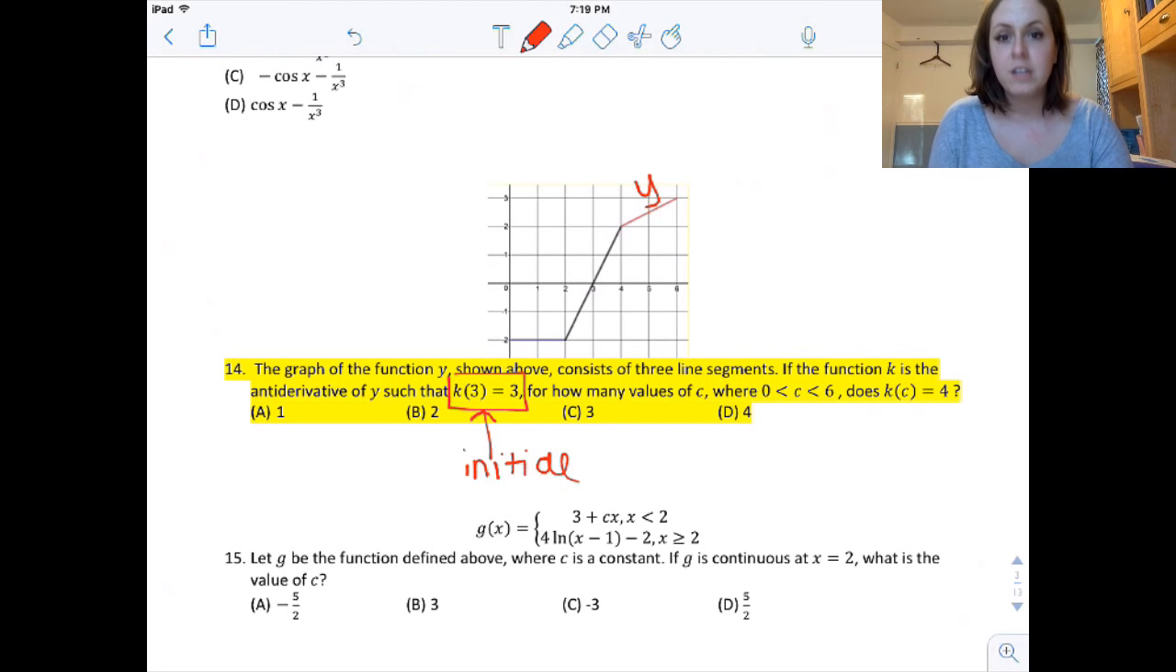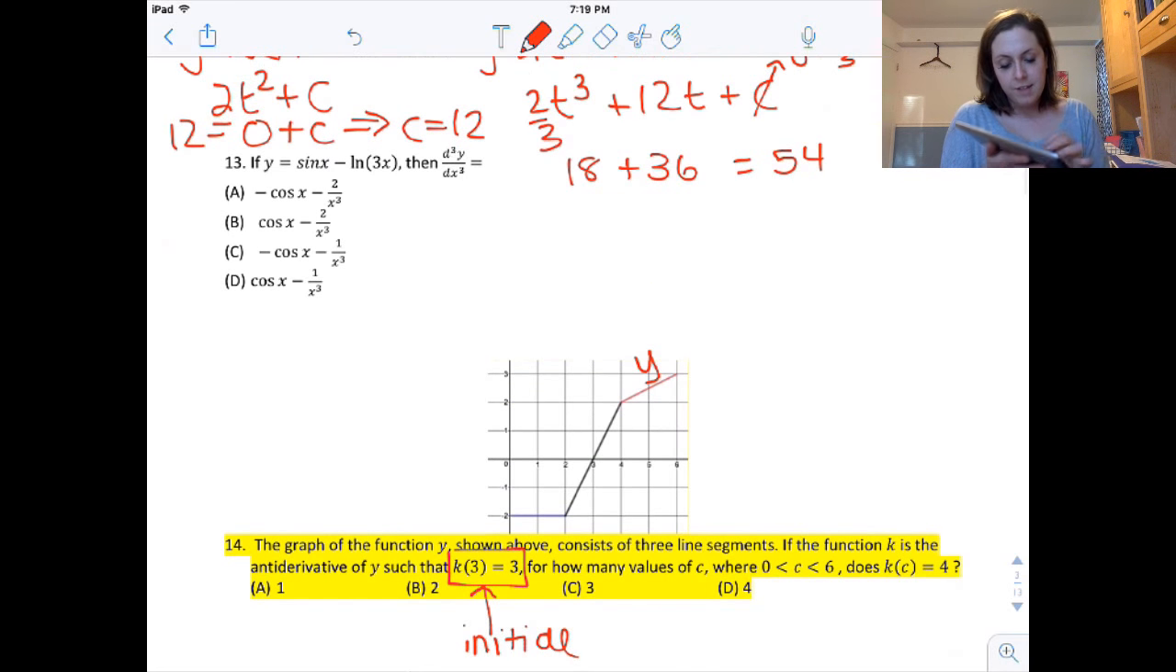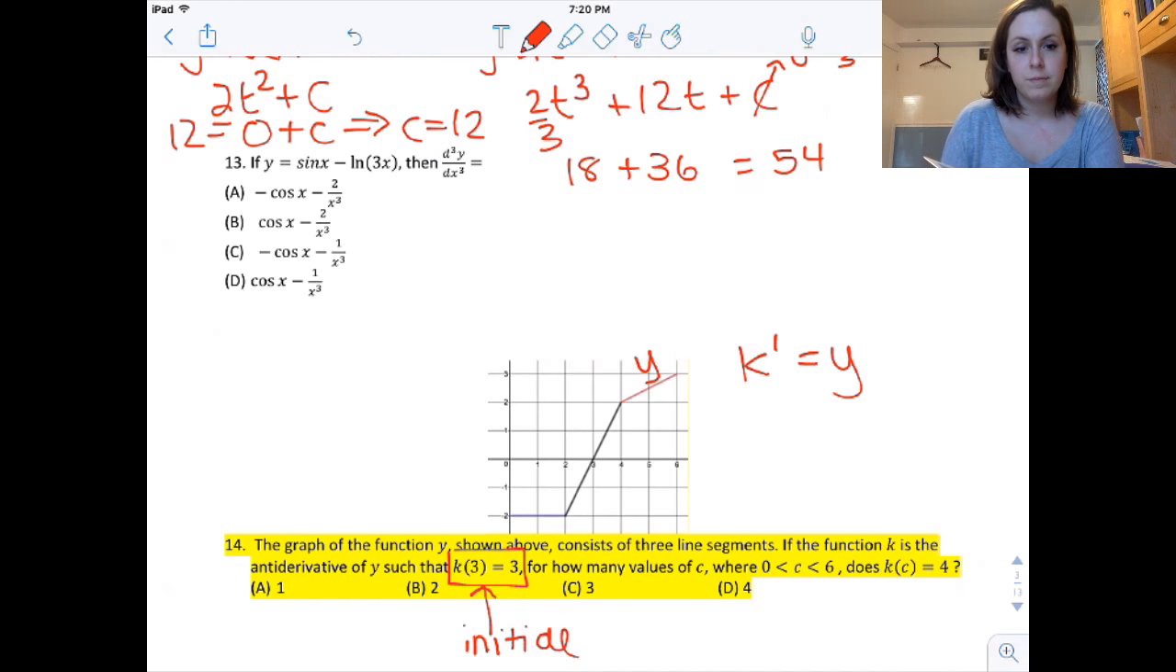Here's what we need to think about, and this is kind of strange. If k is the antiderivative, that means y is the derivative of k. So what I could say is that k prime equals y.